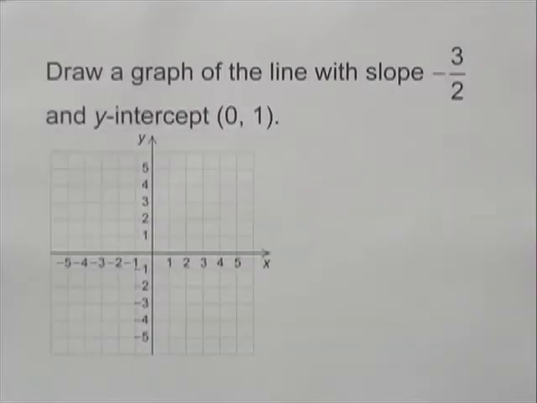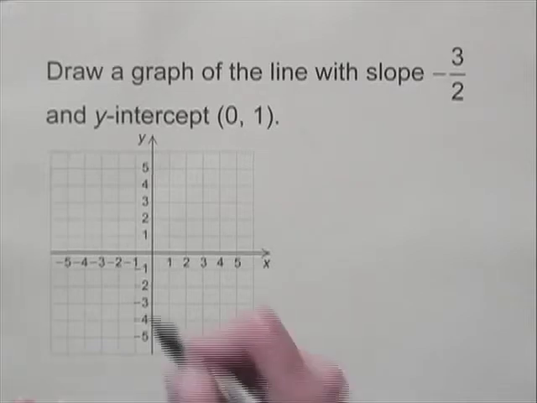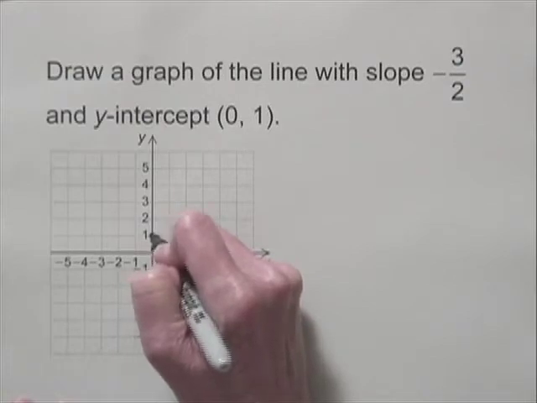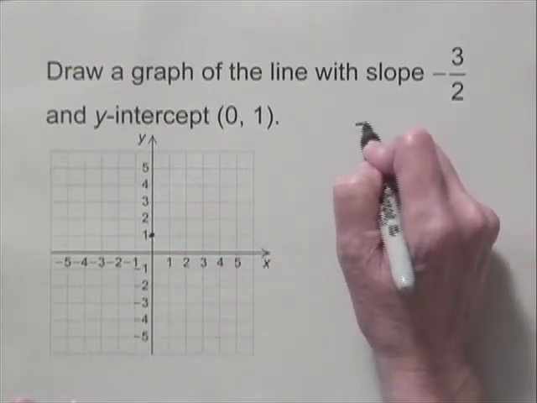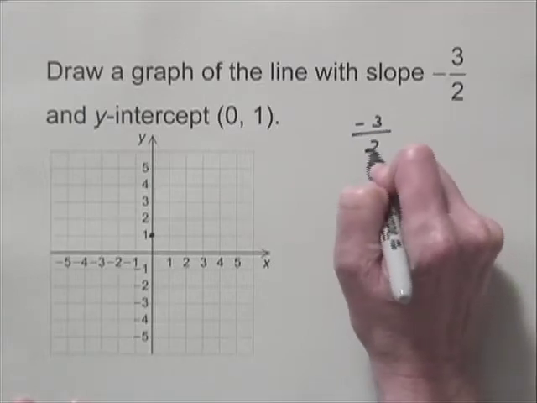Draw a graph of the line with slope -3/2 and y-intercept 0, 1. Well, we'll begin by plotting the y-intercept, point 0, 1. And then look at the slope. We can think of the slope as -3 over 2.